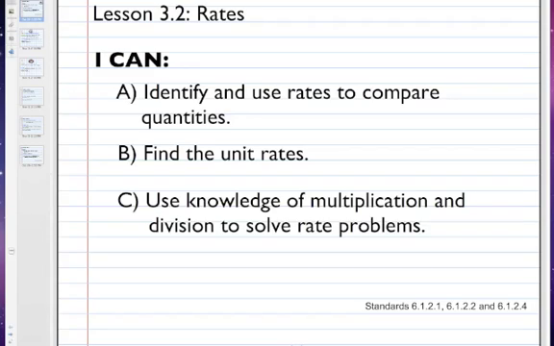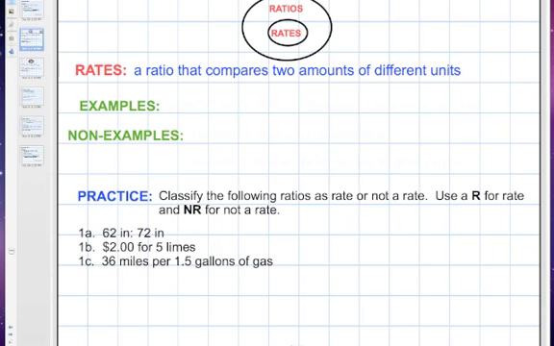Tonight we are working with rates. We've got 3 different objectives. The first is to identify and use rates to compare quantities. The second is to find the unit rates. And the third is to use our knowledge of multiplication and division to solve rate problems. So let's get started with thinking about what is a rate.